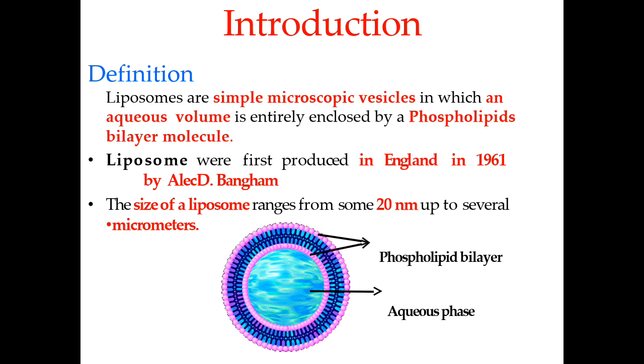Here the introduction will emphasize the definition of the liposome, which is very simple. It's a simple microscopic vesicle in which an aqueous volume is entirely enclosed by a phospholipid bilayer molecule. The term liposome was first coined by the scientist Alec Bangham in England in the year 1961. The size of liposome ranges from 20 nanometers up to several micrometers.